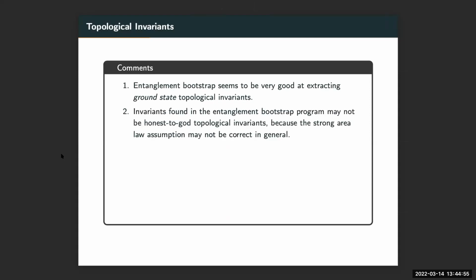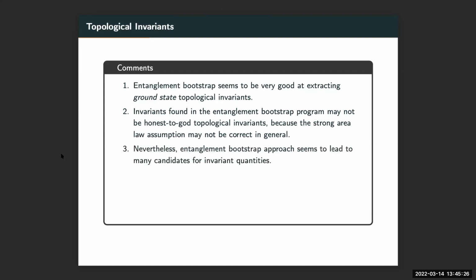But I should point out that the invariants found out is like a little string that is attached to your product. So invariants found in the Entanglement Bootstrap program may not be an actually honest-to-God topological invariant. And this is because the strong area law assumption actually may not be correct in general. So once you find these quote-unquote invariants, then you need to actually do some extra work to show that these are invariants. And oftentimes this is difficult.